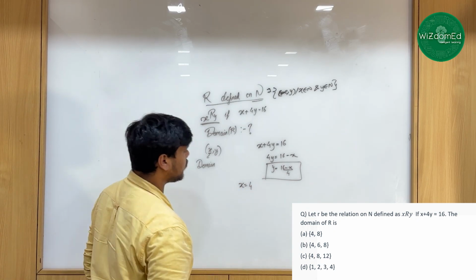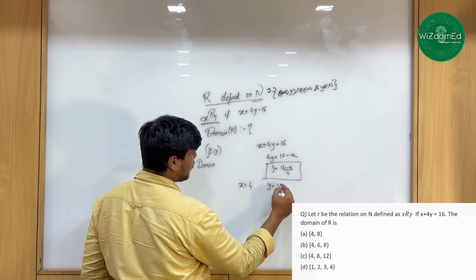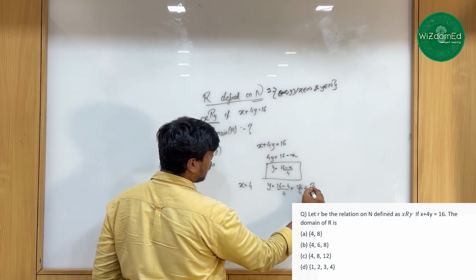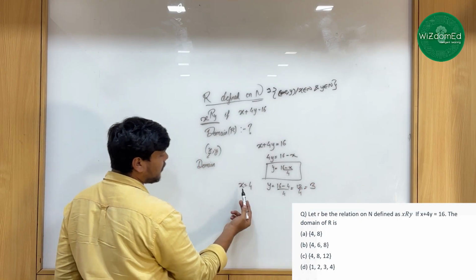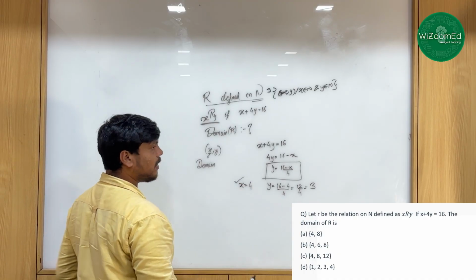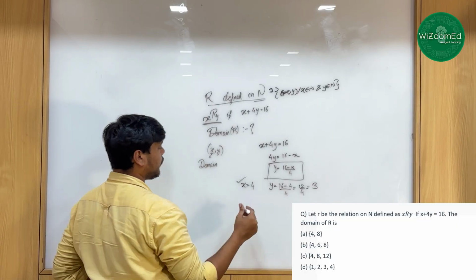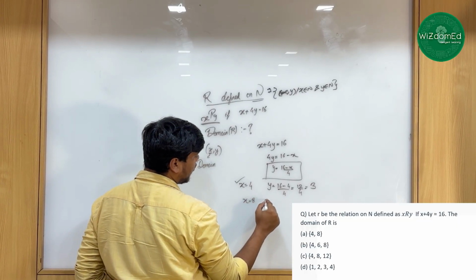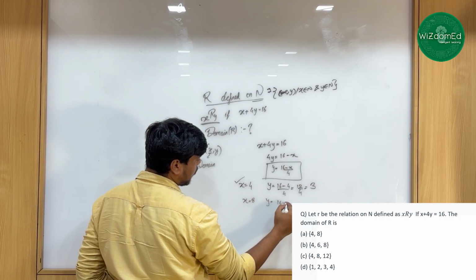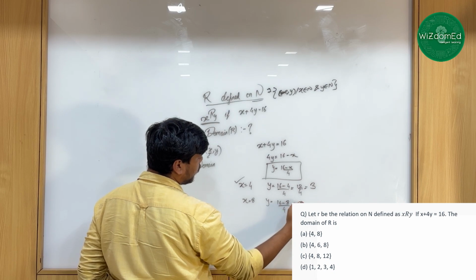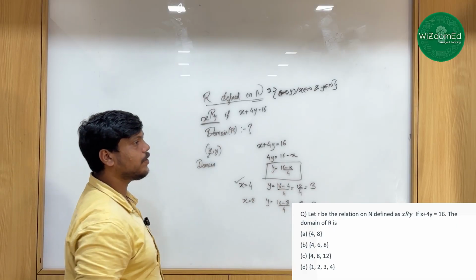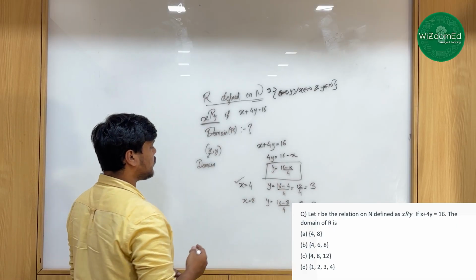Let's start with the first value, which is 4. If I keep it here, I will get 16 minus 4 by 4, which is 12 by 4, which will be 3. Now we know that y is equal to 3 is a natural number. So if I take a natural number, I should again get a natural number. So x is equal to 4 is a valid value for our domain. Next, x is equal to 8, the second value here in option A. So 16 minus 8 by 4, which will give me 8 by 4, which will be 2. Again, if I keep 8, I'm getting the value of y to be 2, which is a natural number.